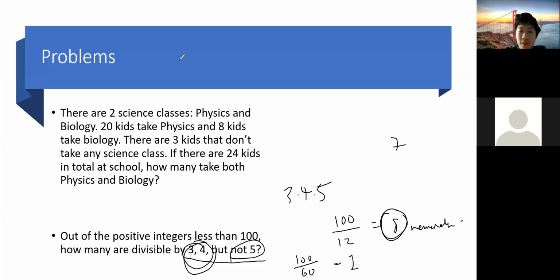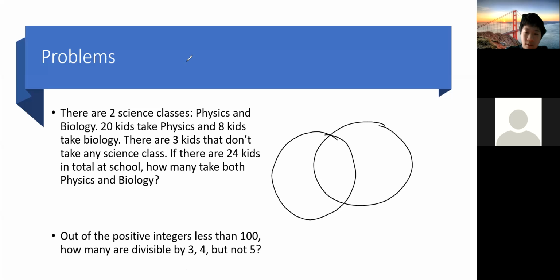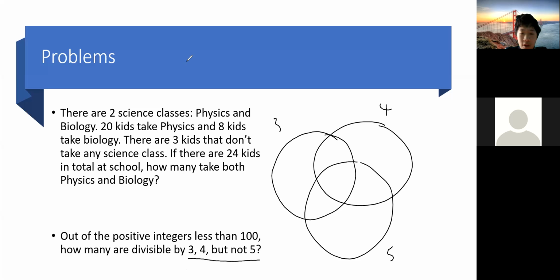Okay, so the reason this worked was because we could actually do a Venn diagram for this. We can do a triple Venn diagram. So we got 3, 4, and 5. Everything in the middle, this is the section where all 3 of them are. And when we want 3, 4, but not 5, we're looking for the number right here. In this region, let me highlight that. You're looking for a number right here, right?